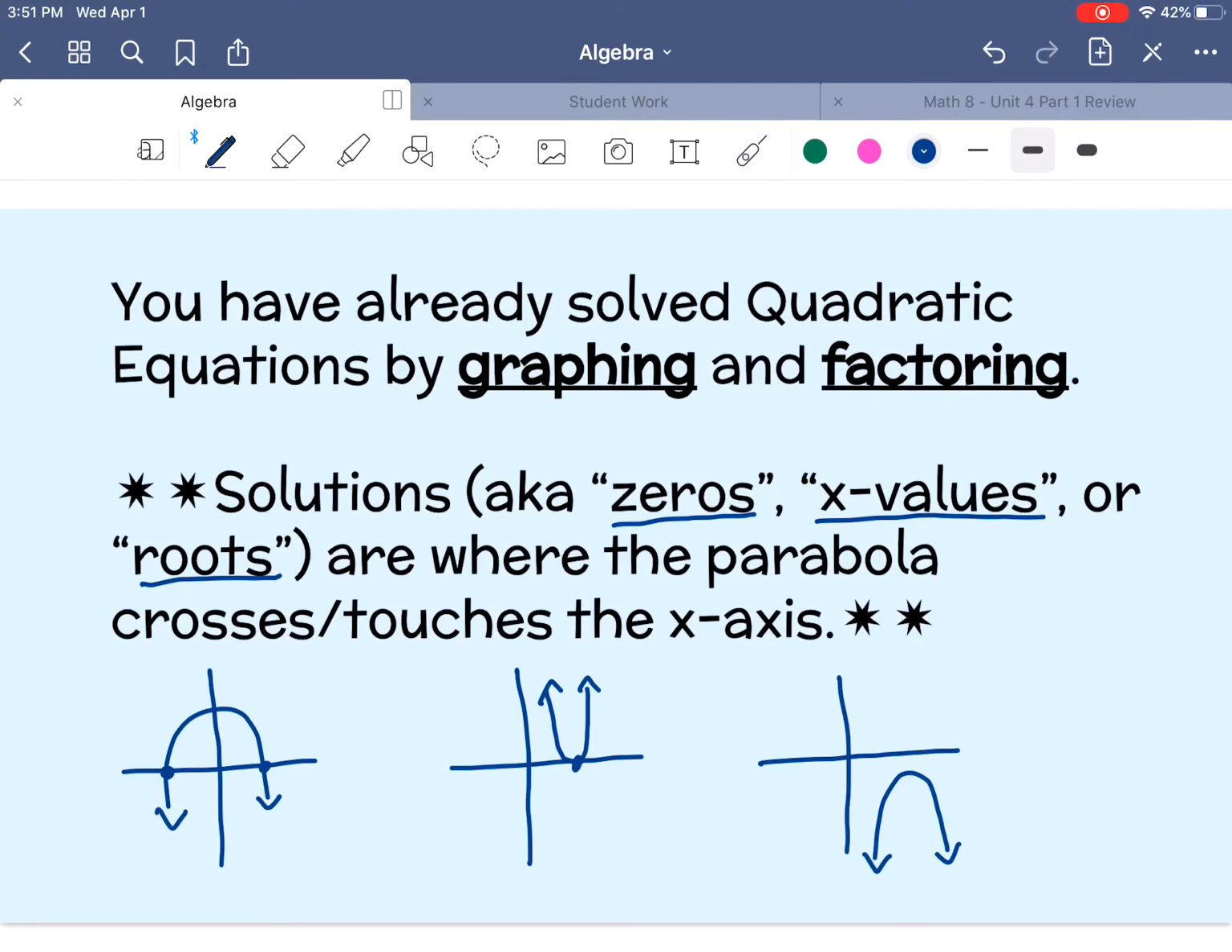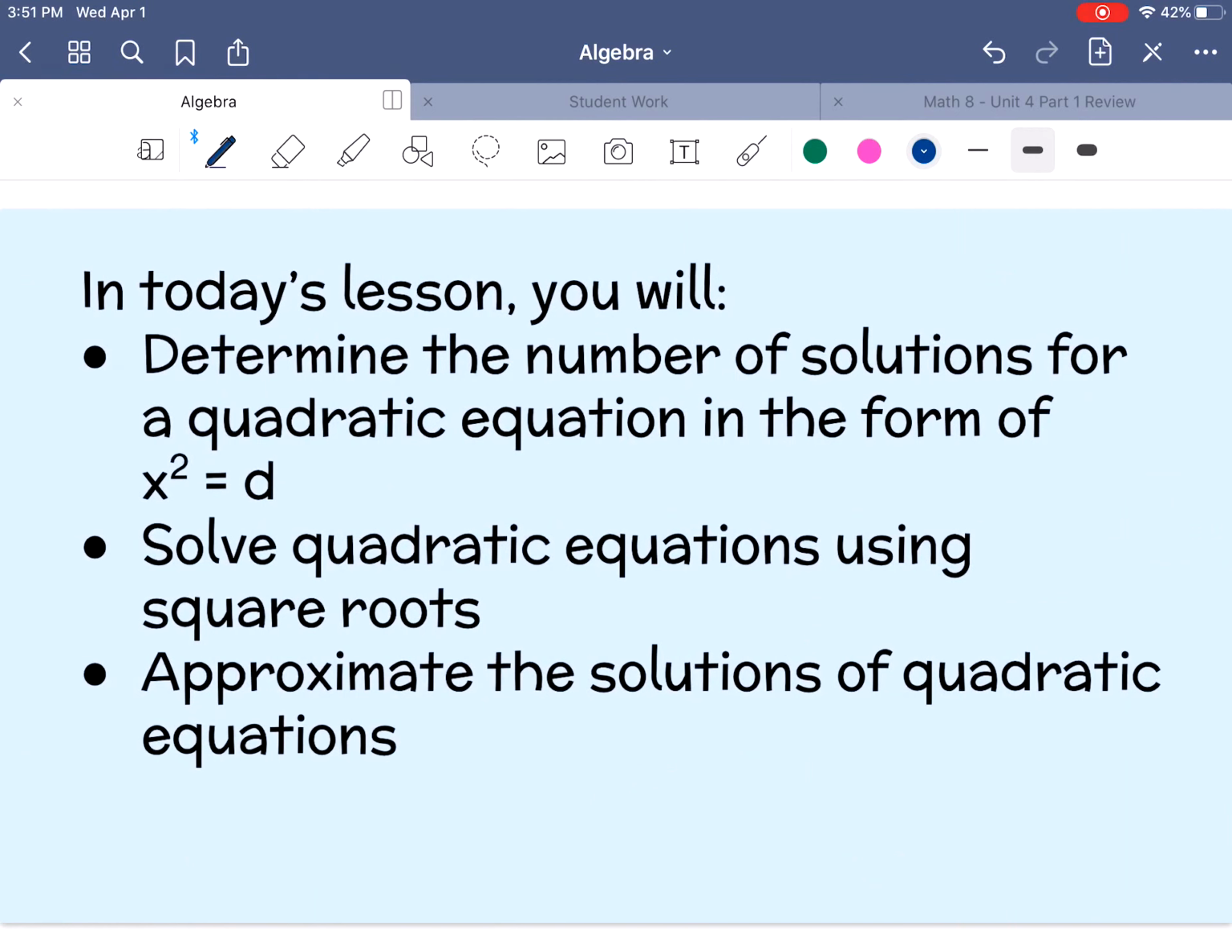So just a reminder, when we're talking about solutions, you've already done this. We are looking for the zeros, the x values, the roots, basically where that parabola crosses or touches the x-axis. Okay. So in the lesson for today and tomorrow, determine the number of solutions for a quadratic equation that's in this particular form. We'll be solving quadratic equations using square roots, and then we will also be working on approximating the solutions of quadratic equations.